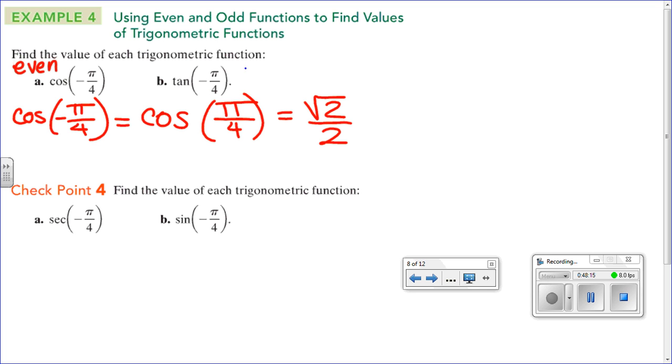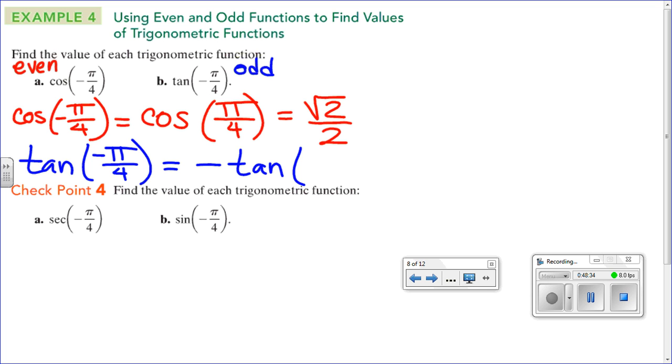Okay, now let's work with tangent. Tangent is odd. So because of that, we can't really say it is the same as the positive angle. In fact, it's the complete opposite. So negative and then tangent of pi over 4. Negative 1. So we carry the negative, and then what's the tangent? 1. Why is the tangent of pi over 4 equal to 1? Because the sine and the cosine are the same. So what happens when you divide two numbers that are the same? You get 1.